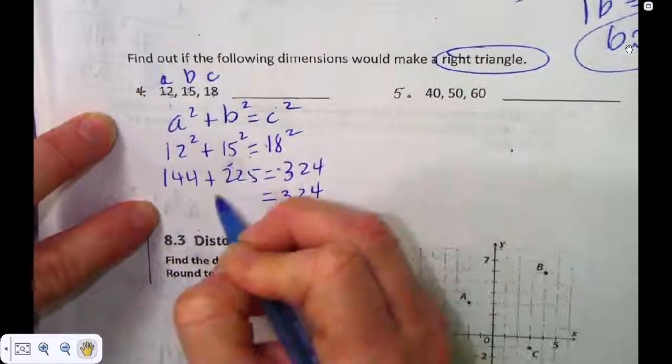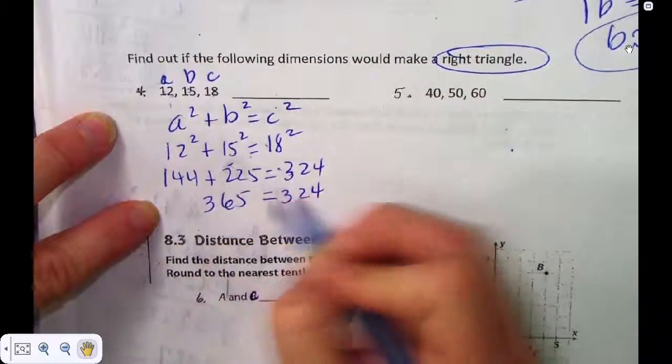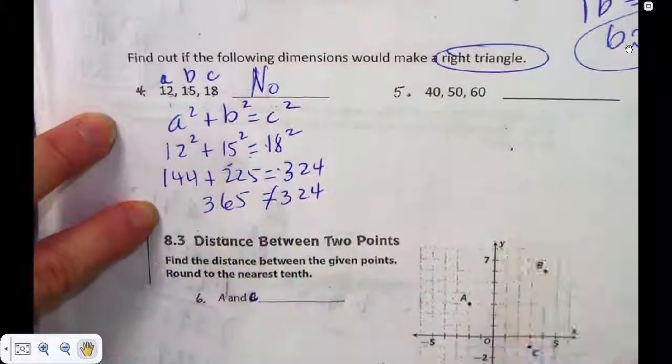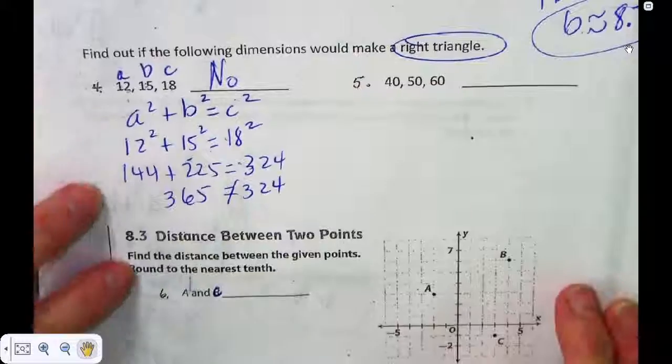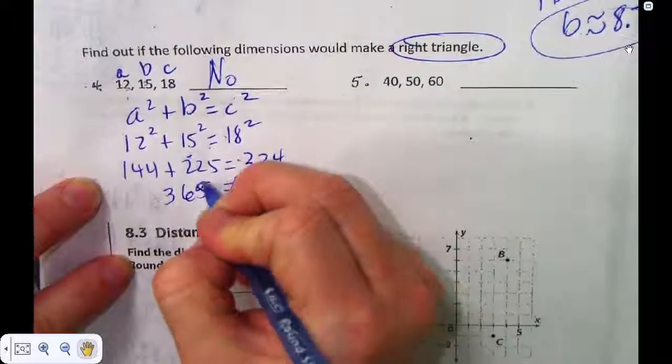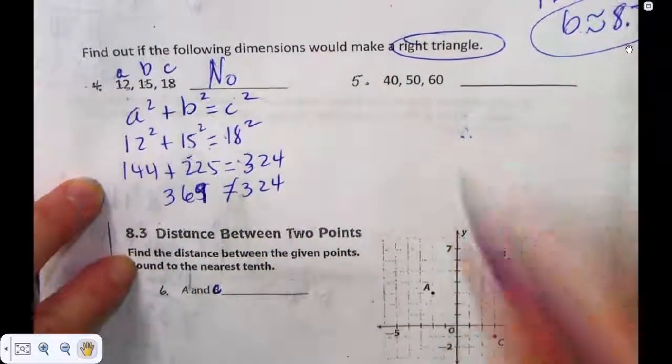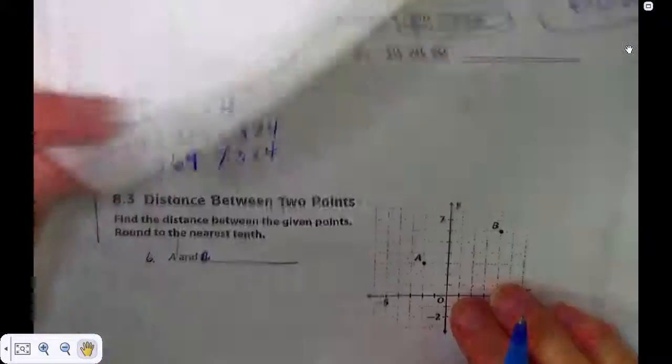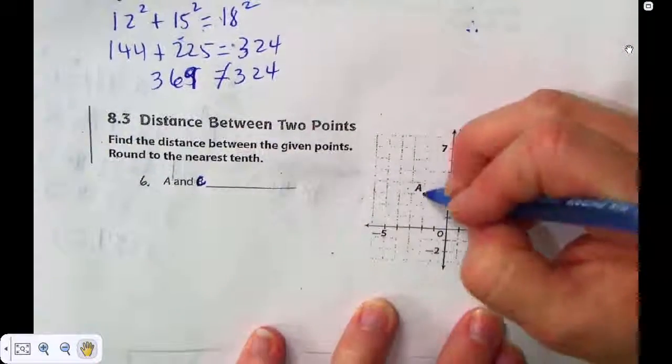And that's what, 365. Okay, does not equal, so no. Same thing with that. Oh, thank you. Okay, and same thing with that one. Same way. Okay, number 6, A and C.